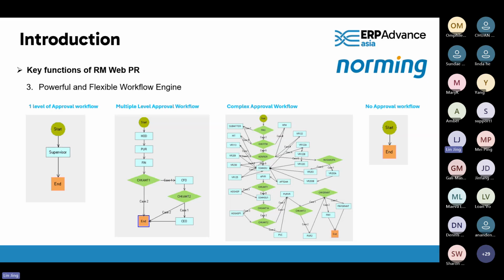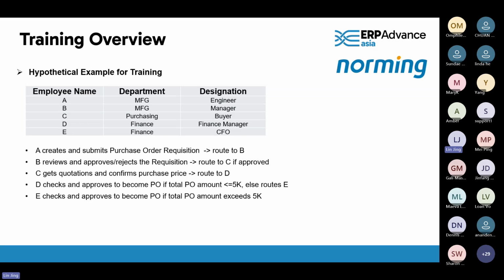Now for today's training I want to use an example. I don't want to go through the screens and explain the settings one by one. I want to give this example, which I think is quite common in today's business operations. For example, I have 5 employees here. Employee A is an engineer under the manufacturing department. B is a manager for A, C is the purchasing team, and D is finance.